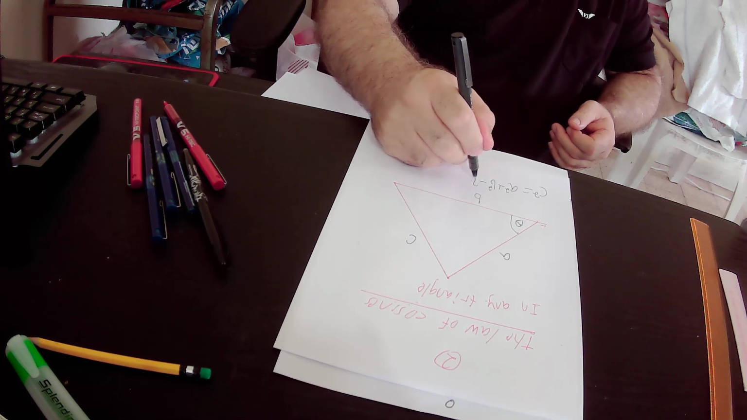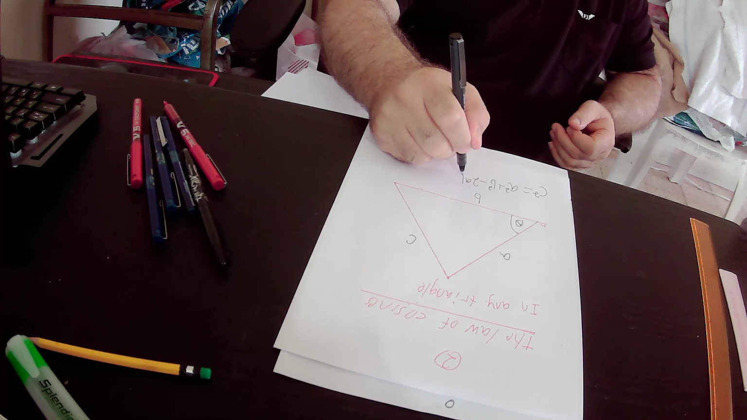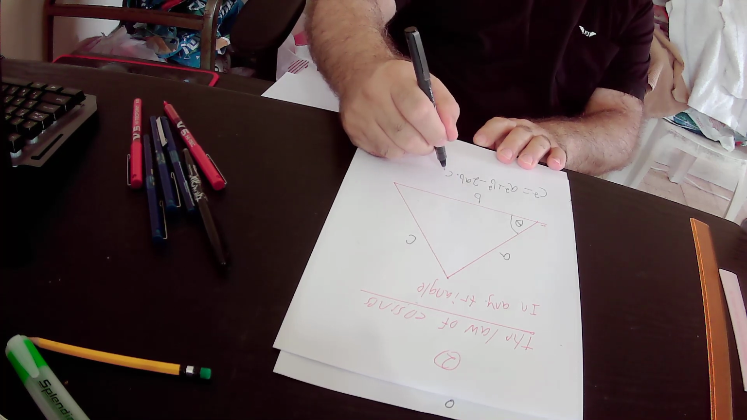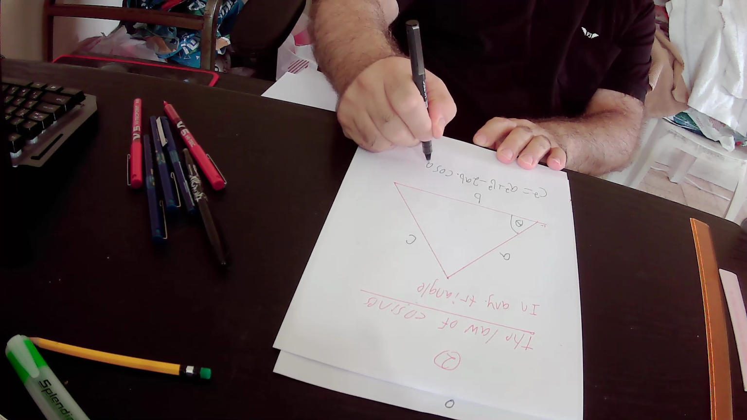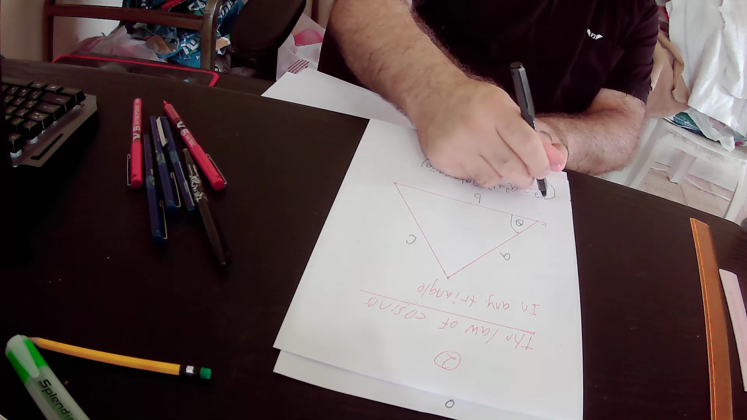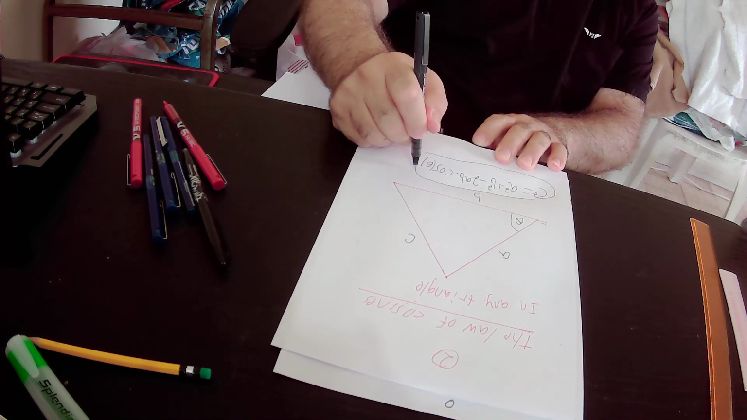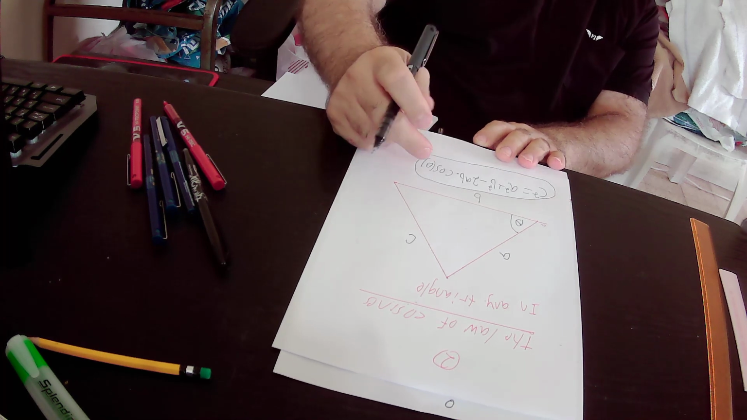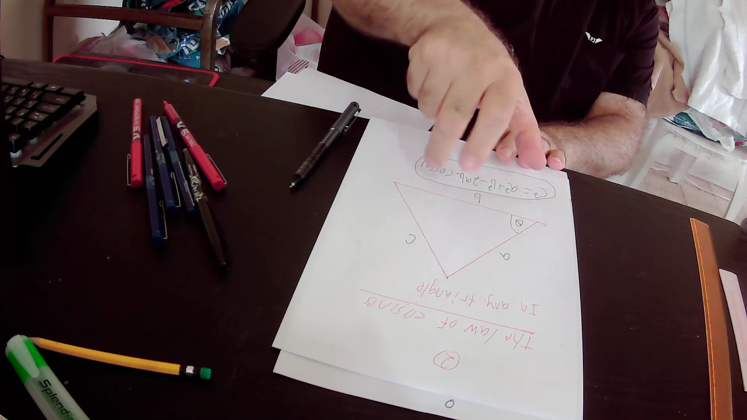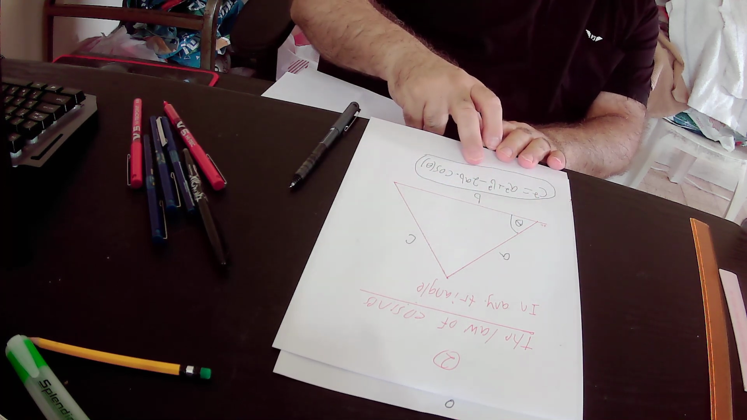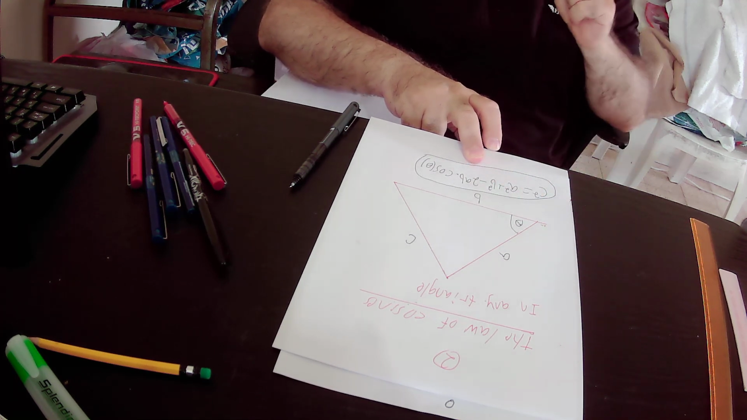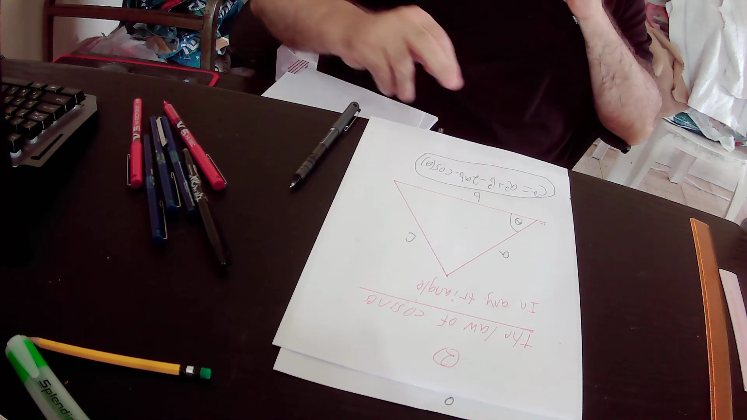minus 2 times ab times cosine theta. And it is true in any triangle, so c squared equals a squared plus b squared minus 2 times a times b times cosine theta.